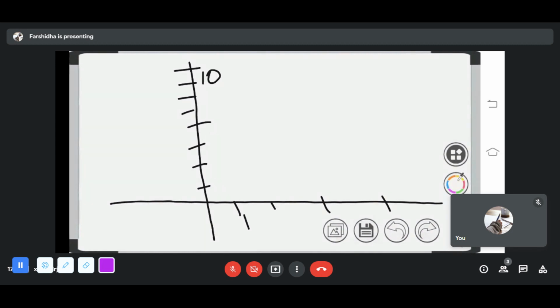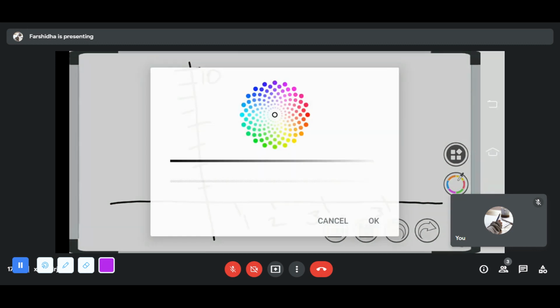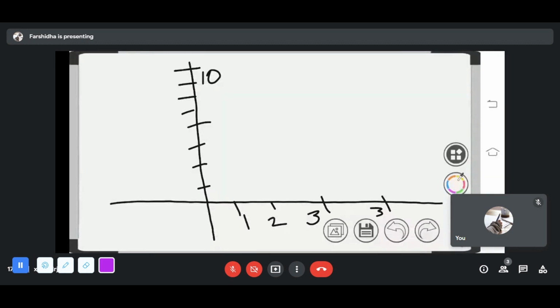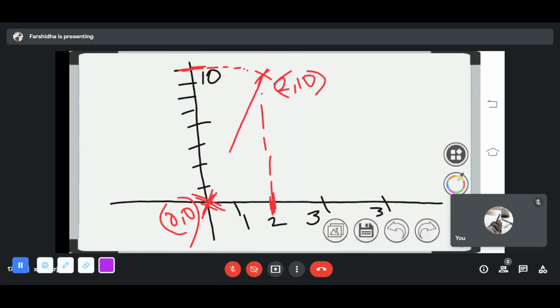This is the 10th point. First one is 2, 10. That means 2 on the x-axis, 10 on the y-axis. Second point is 0, 0. 0, 0 will be here, the origin. Now you can join the points. You'll get a straight line. This is your graph.